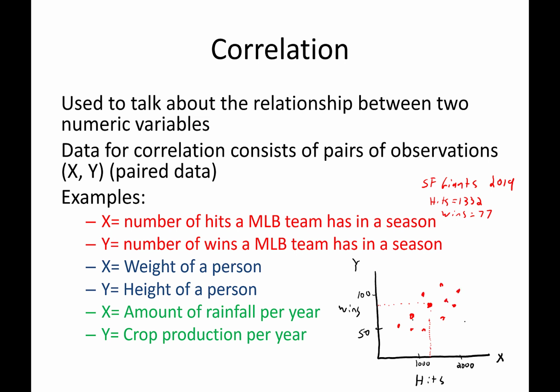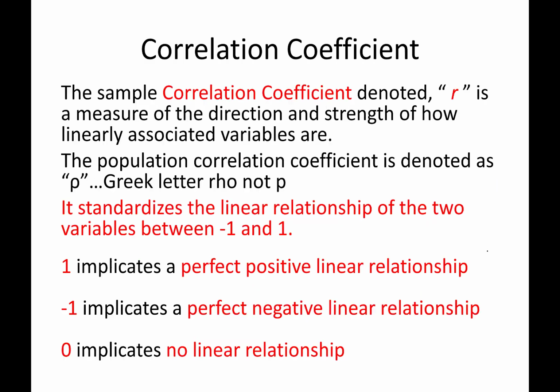We could do that with height and weight of a person, or amount of rainfall and crop production. And so we're dealing with paired data, and we can use something called a scatter plot to visually display paired data for two quantitative variables. What we now want to do is measure the relationship between these two variables using some type of quantitative metric. For us, we're going to be looking at something called the correlation coefficient.